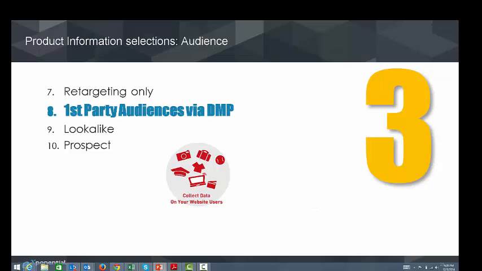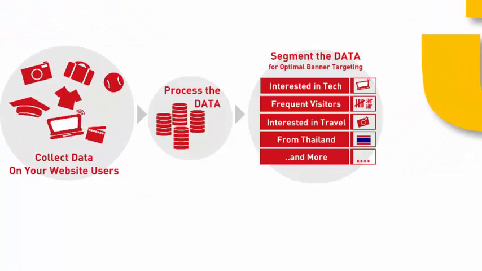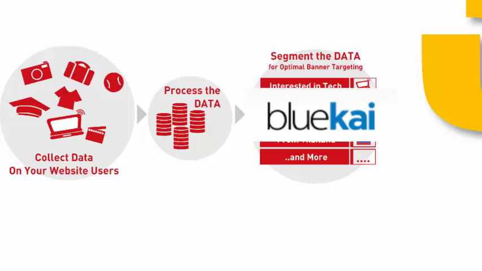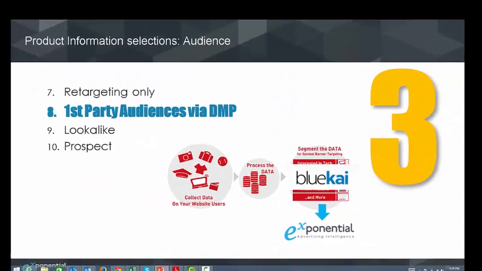An example is Best Buy, an electronics retailer. They pay BlueKai to collect data on their website via pixels. They process and segment the data. For example, they'll create categories like TV and DVD players. BlueKai then buckets these users via cookies, and then exponential targets those cookies.